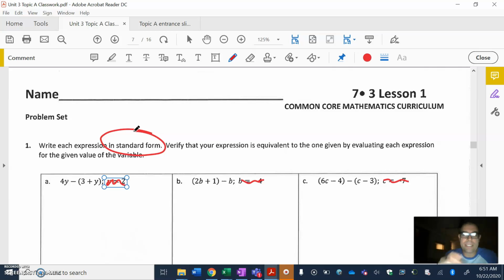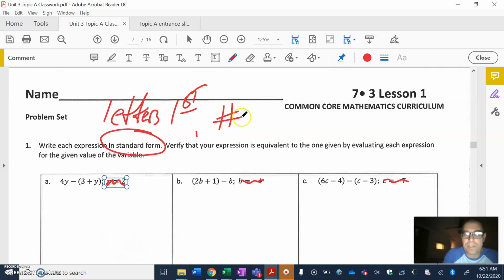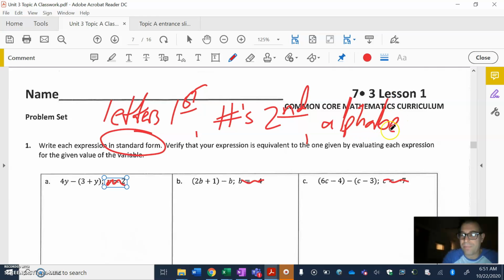So typically what we like in standard form is we always put letters first, numbers second, and typically you're always going to see alphabetical order. Is it something where I can say, hey, you didn't put them all in alphabetical order, you're wrong? No, no. But if we do have a lot of letters, it is something we do want to keep in mind.